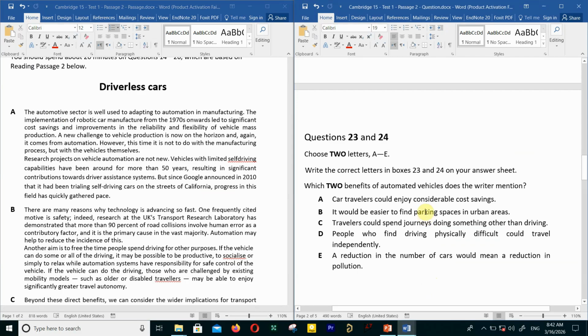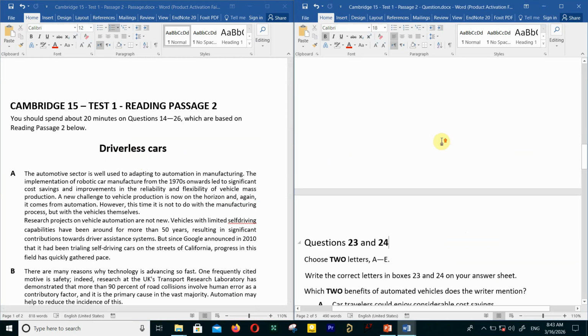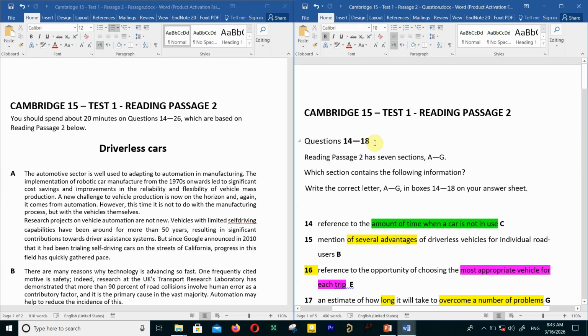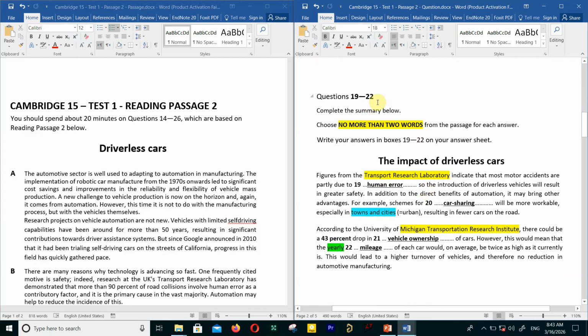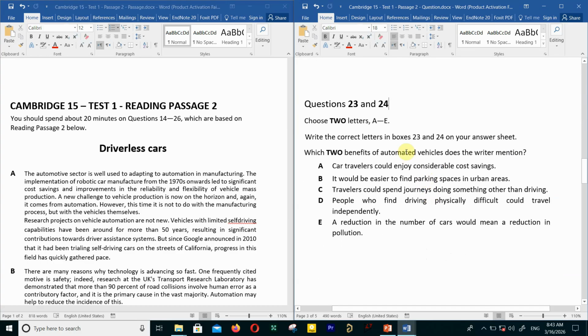I've already covered some questions from this passage, driverless cars. In part 1, I covered questions 14 till 18, which are matching information type questions. Then in part 2, I cover question 19 till 22, which is a summary completion question types. Now I'm going to cover these questions.